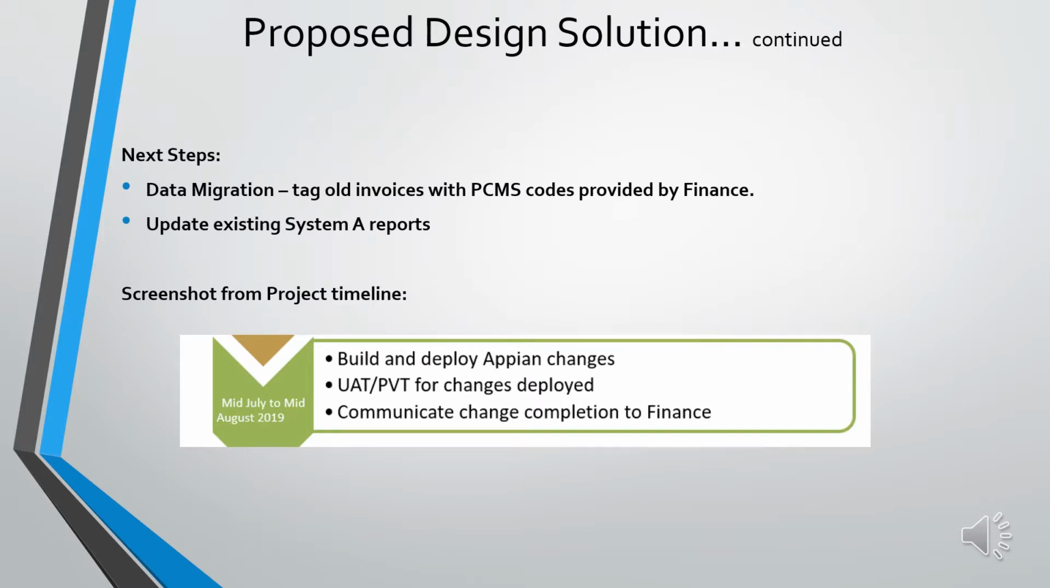So it seems like finance and the business are all pretty happy with the proposal, and we're going to go ahead and do that. So the next steps would be to migrate old data. All the old invoices would be tagged with the PCMS codes that finance have provided. And also we'll be updating System A's reports and the invoicing fields. The screenshot below will show you a project timeline. So we're working till mid-August to get everything done. At the moment, most of it is happening, which is great.